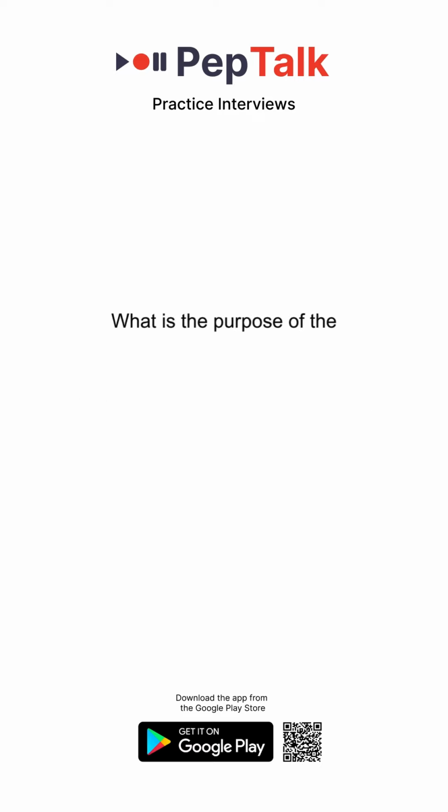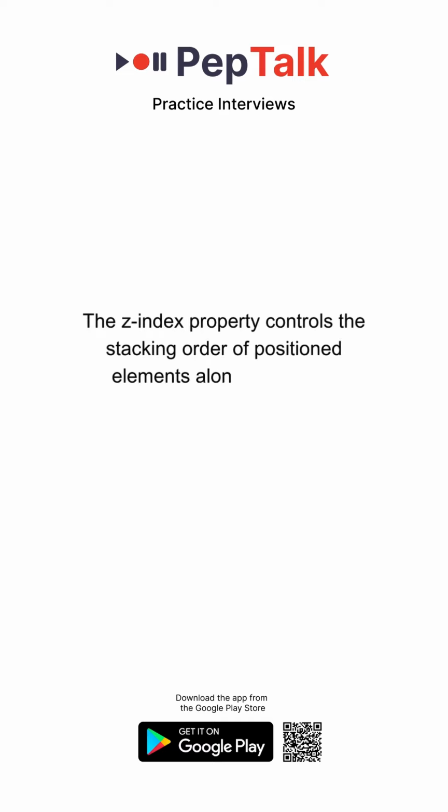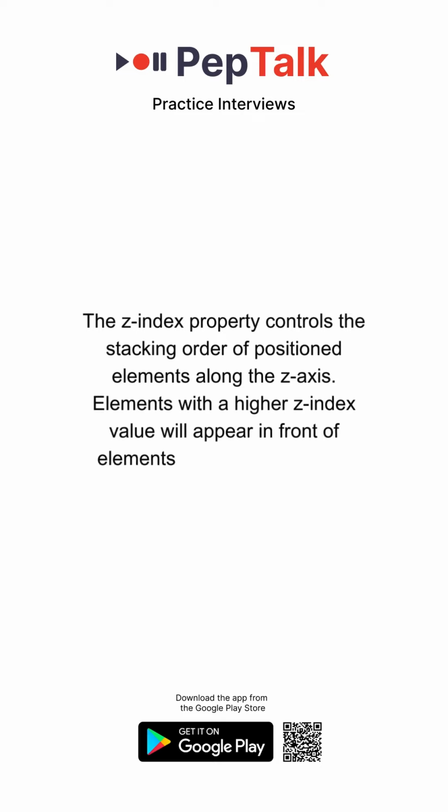What is the purpose of the z-index property in CSS? The z-index property controls the stacking order of positioned elements along the z-axis. Elements with a higher z-index value will appear in front of elements with a lower z-index value.